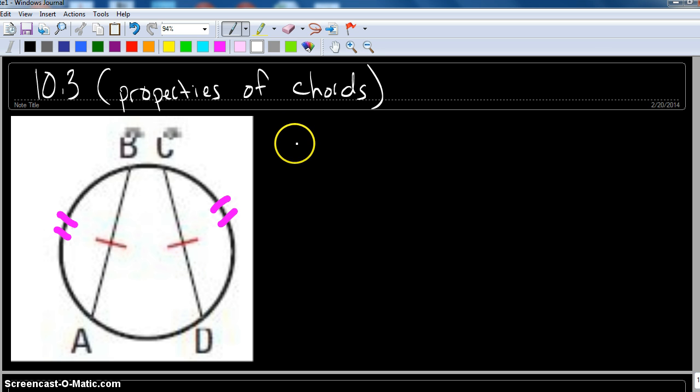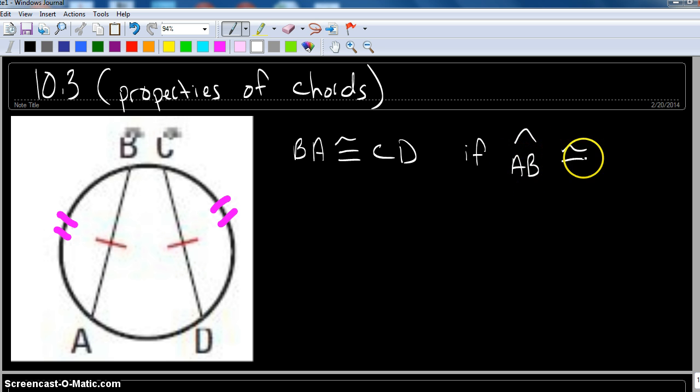So we have BA is congruent to CD if arc AB is congruent to arc CD. And you can also read it backwards. So in other words, if the arcs are equal, then the chords are equal.